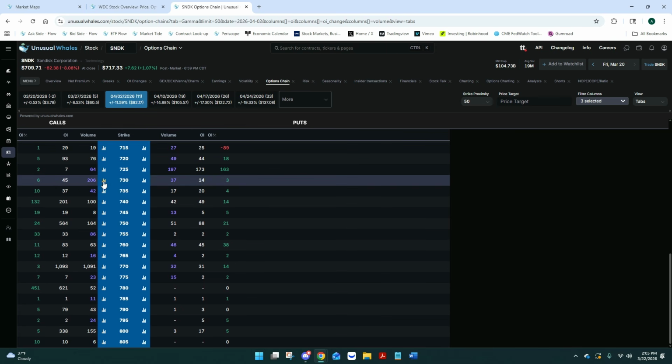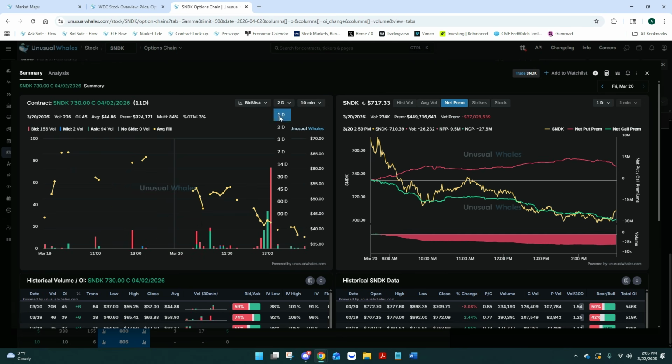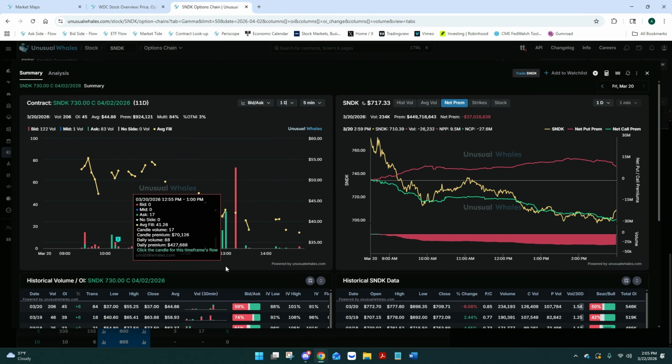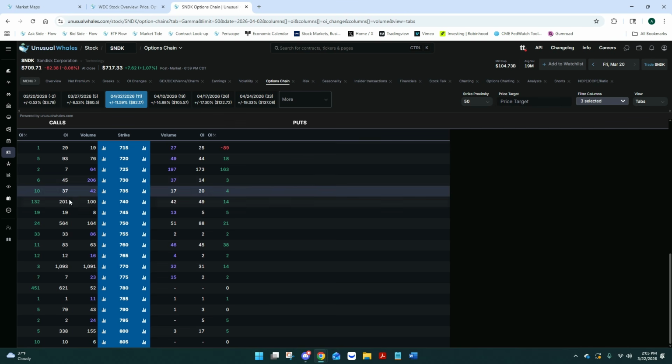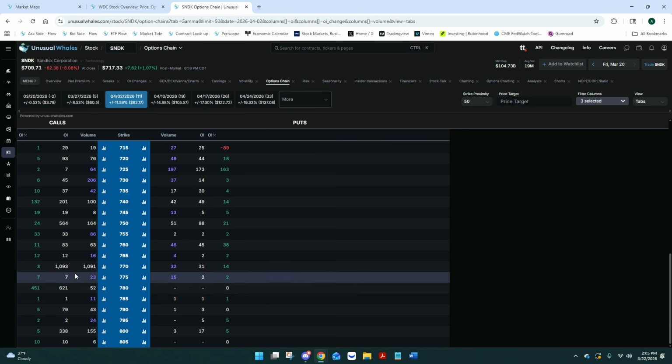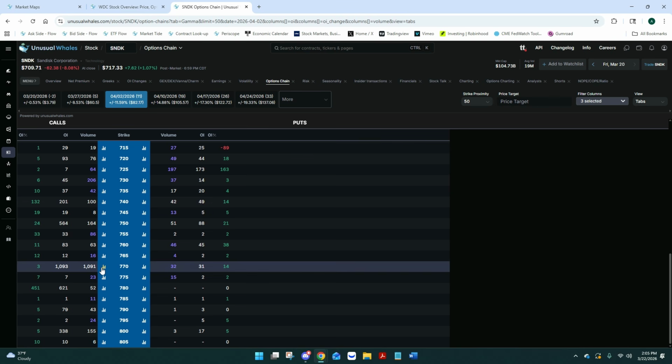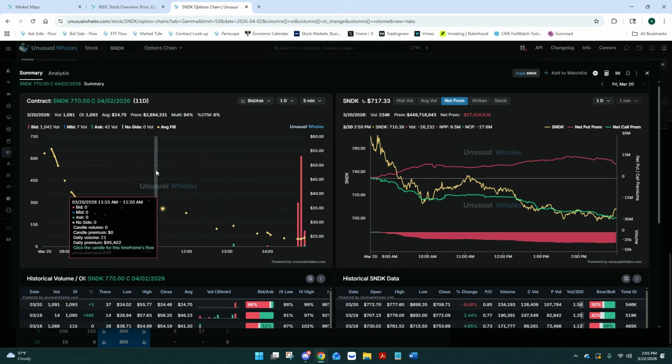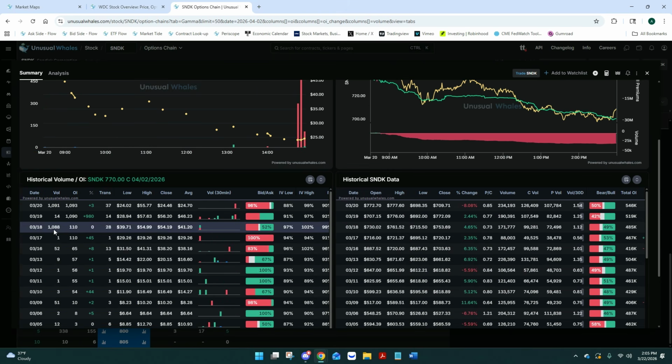So nothing really there. These 730s did get a lot of volume on Friday, so maybe something of interest there. Not really. Just kind of scatter flow all over there. Just kind of looking around here. That 770 does have some decent open interest on it. Let's see when that started coming there. So 318 it looks like.